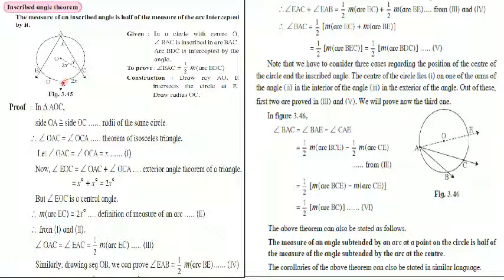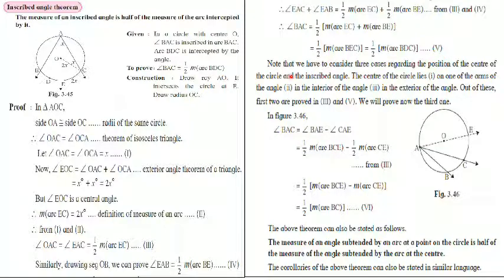Similarly, join OB, and you can prove angle EAB is equal to half the measure of arc BE. Same way you can prove by joining this. So angle EAC plus angle EAB is equal to half the measure of arc EC plus half the measure of arc BE. So the measure of angle BAC is equal to half the measure of arc EC plus half the measure of arc BE, which is equal to half the measure of arc BE plus EC, meaning BDC. Label it as equation 5, which is given over here.